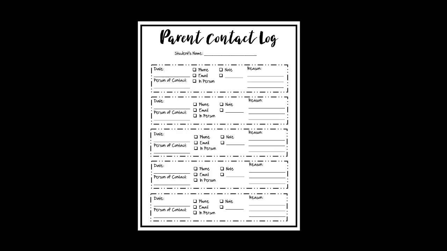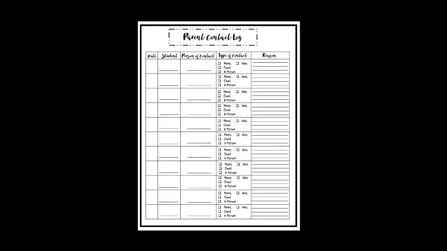The next format is just the student's name. So this goes for the lower elementary. This way you can create a portfolio or a folder for this student. The next sheet is if you do not want to personalize it and you want to just have a general parent contact log. It has the date, the student's name, the person of contact, the type of contact, and the reason. And you're able to make as many copies as you like.